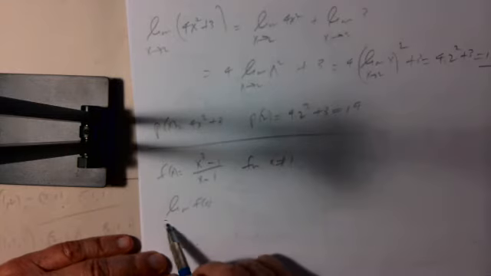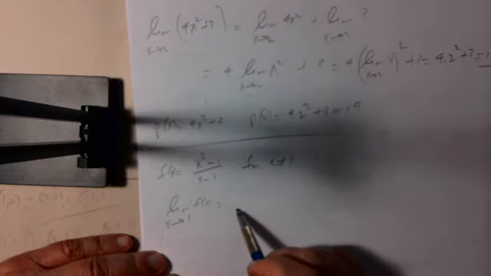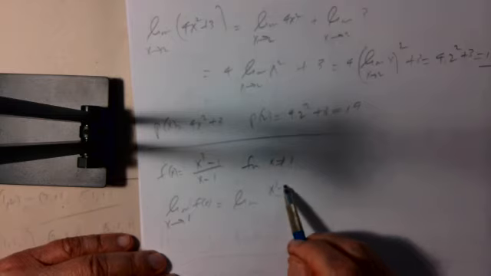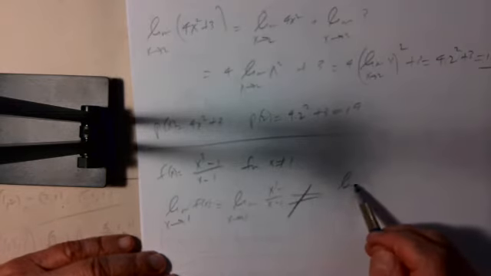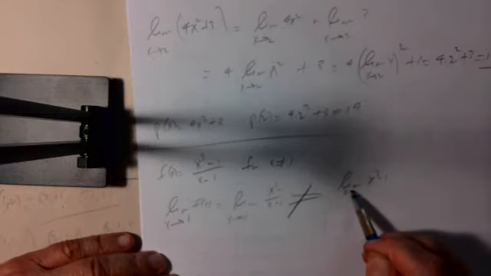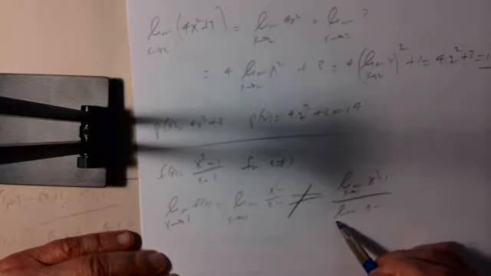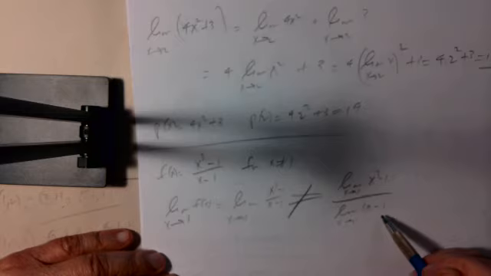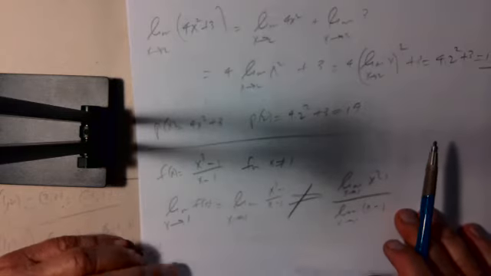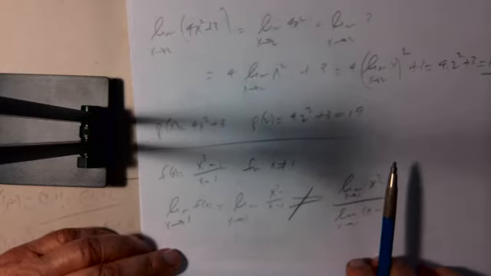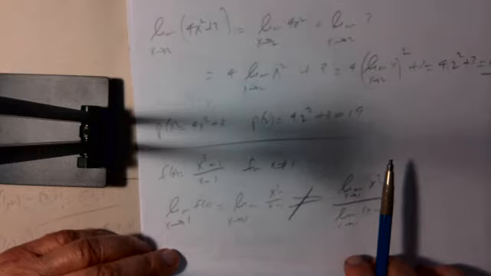And if we want to take the limit of f of x as x goes to 1, that's the limit of x cubed minus 1 over x minus 1 as x goes to 1. This is not the quotient of the limits, because this denominator would be 0. So this is not true. You can't just divide. So you have to be a little bit more clever, and you have to remember some high school algebra about factoring.